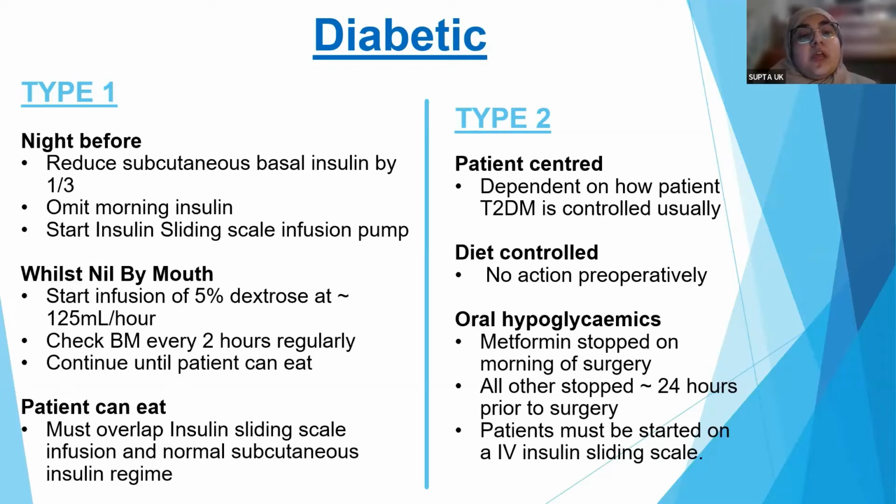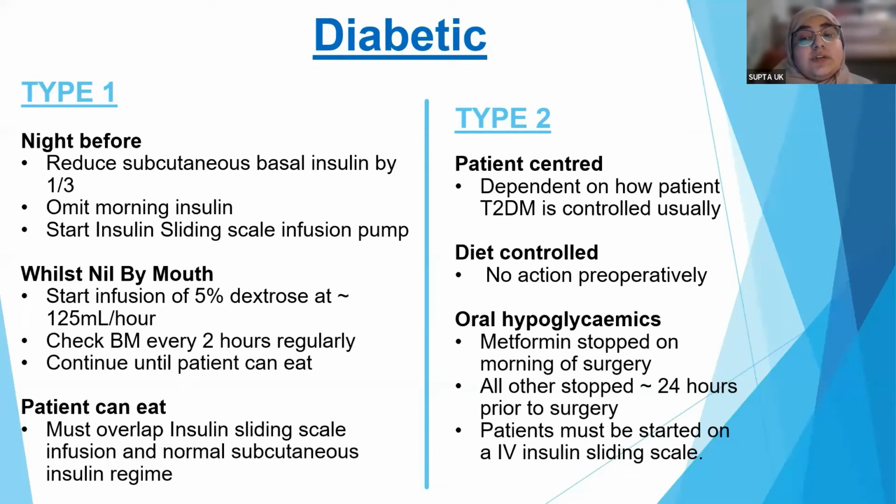So on the night before surgery, you have to reduce their subcutaneous basal insulin by 1/3. And then the morning after, you stop their normal insulin and you begin an insulin sliding scale infusion pump. Most nurses will set that up and be on it. So it's definitely worth, if you have surgical placement, watching them do it and how they do it, and they may let you do it.